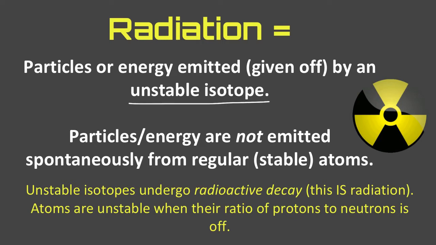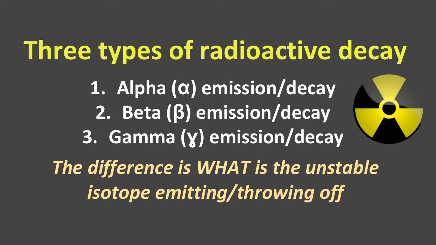So what's an unstable isotope? Well, we can see here at the bottom, an unstable isotope is unstable because an atom's ratio of protons and neutrons is off. So whatever is happening in the nucleus causes some instability. And in order to try to become more stable, the atom is going to emit these particles or energy. And you'll notice that particles and energy are not spontaneously emitted from regular or stable atoms. So regular atoms don't do this. This is specifically for radioactive atoms.